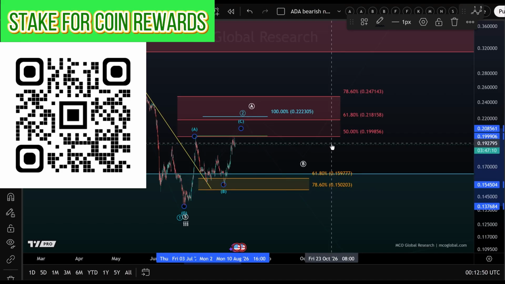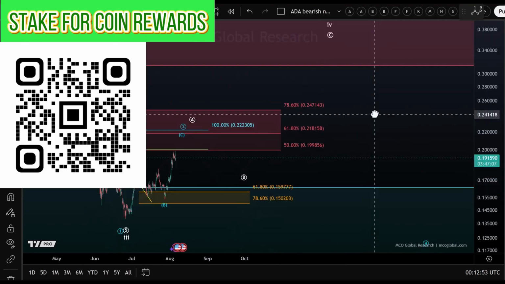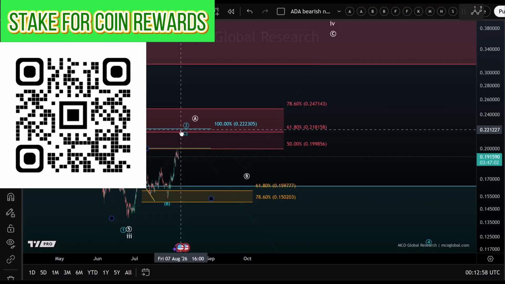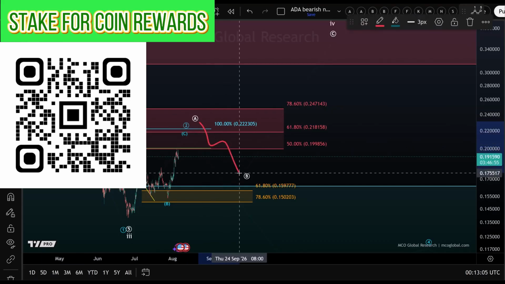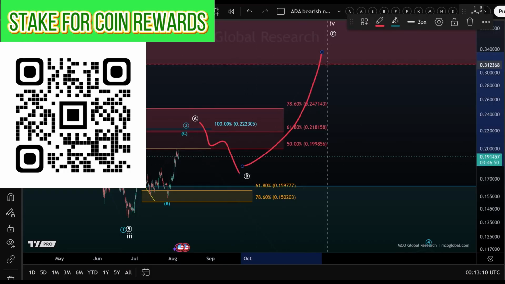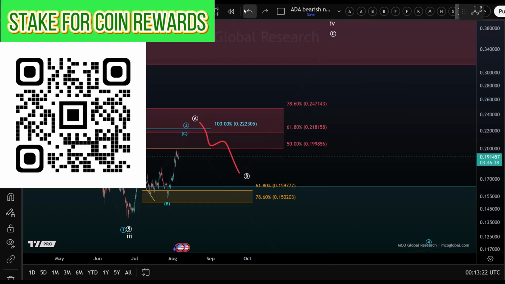Now, what is possible, and we will definitely stay close to it, but probabilities are unclear because we don't have 5 waves up, is that if the price gets to resistance, gets rejected, and the pullback is only a corrective 3-wave move, that we are setting up for another move up into the upper resistance, which starts around 31 cents, for a larger degree wave 4, which is exactly what we talked about on the higher time frame.